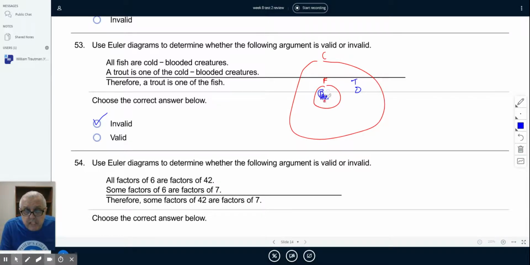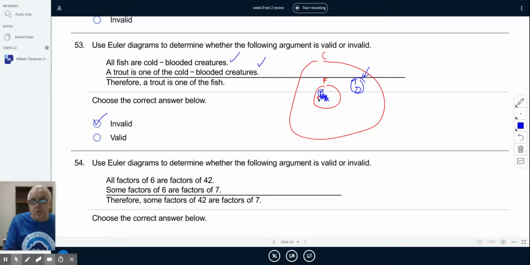So I'm not writing it like this. I'm writing it like this. And both my statements are true. All fish are cold-blooded. A trout is in the cold-blooded circle also. Therefore, a trout is a fish. But a trout is not a fish. It's not in the fish circle. So we have to say this is invalid. That's why I don't like Eulers. Even though we know a trout is a fish, we have to do the logic version of this.